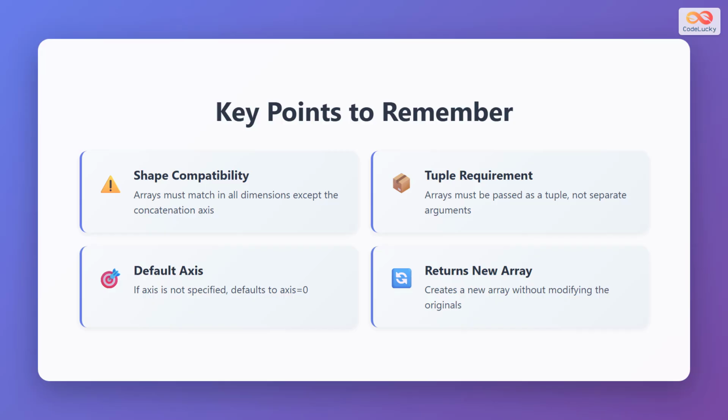Let's recap the essential points about array concatenation. First, shape compatibility is crucial. All arrays must have matching dimensions except along the concatenation axis. Second, remember the tuple requirement. You must pass your arrays inside a tuple, not as separate arguments. Third, if you don't specify an axis parameter, the function defaults to axis equals 0. Finally, concatenate always returns a new array without modifying your original arrays, so your source data remains unchanged. Keep these points in mind, and you'll avoid common mistakes when working with concatenate.